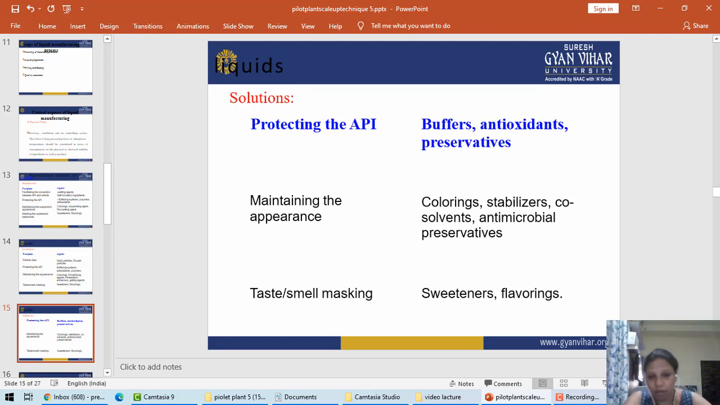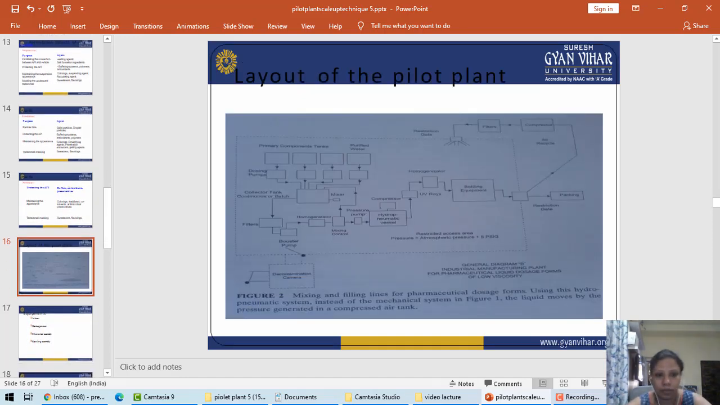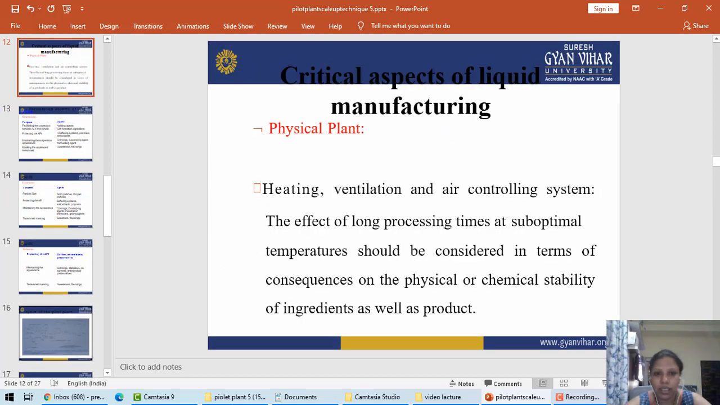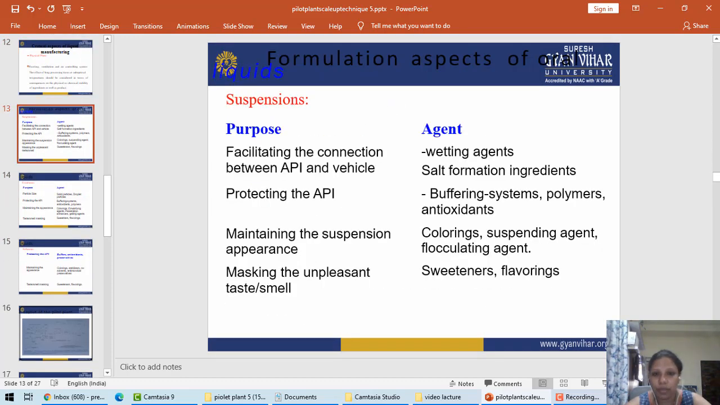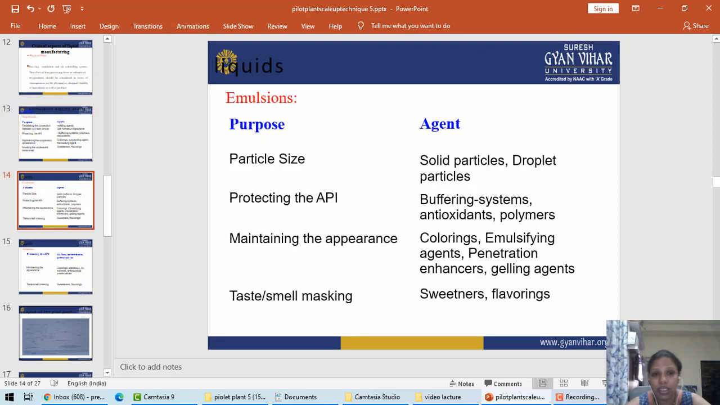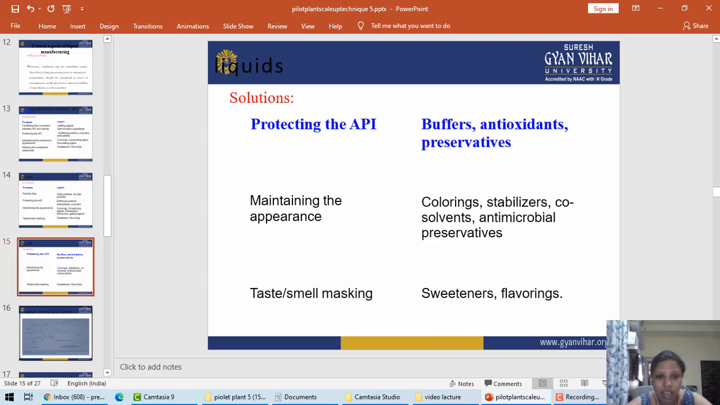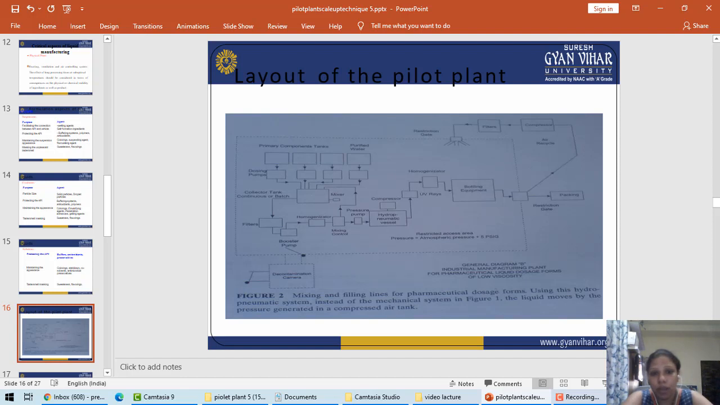Next is taste and smell masking. You know that if you want to mask the taste, you should go for sweeteners. If you want to mask the smell, then you have to go for flavoring agents. So these are some formulation aspects of oral liquids. These are the aspects related to the suspension, these are related to the emulsion, and the next is related to the solutions.